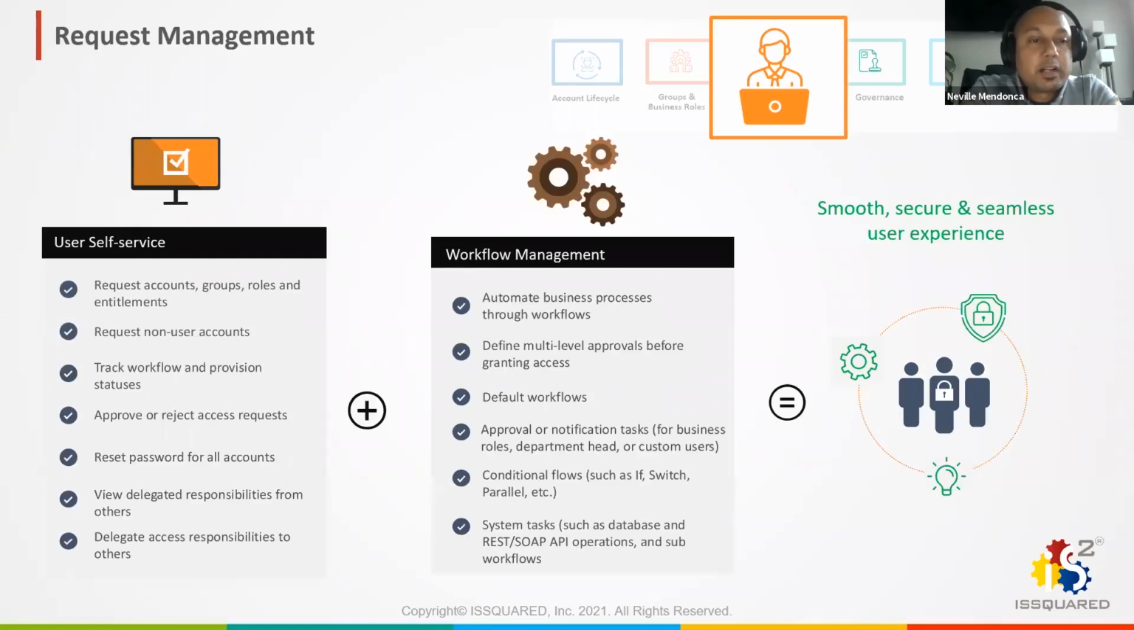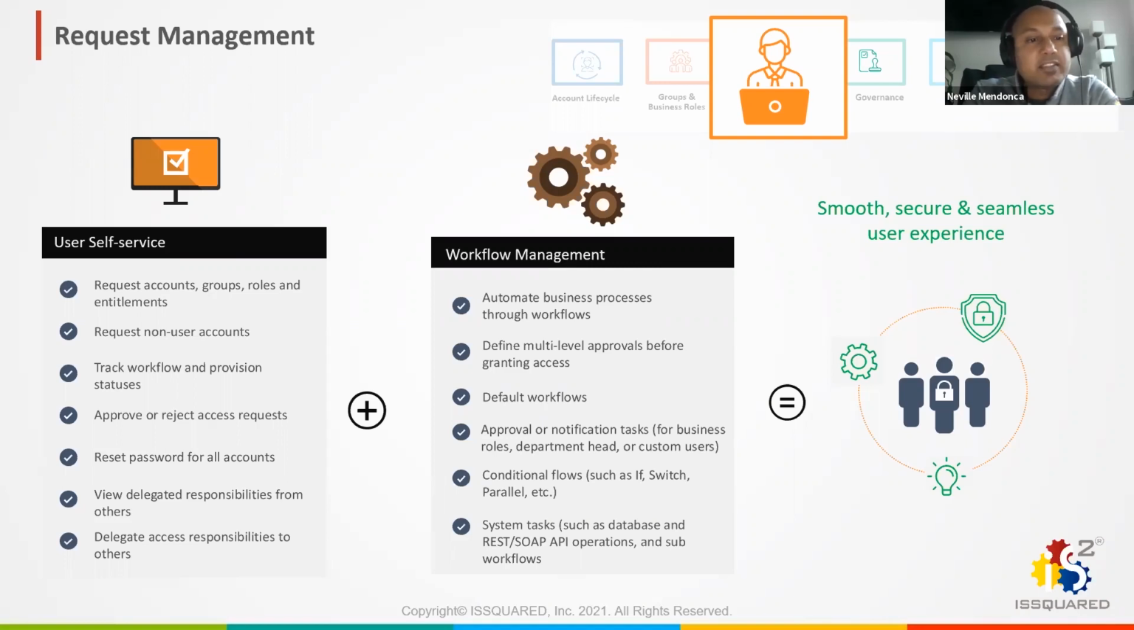Okay, now let's talk about request management. There are two parts to it. First of all, the self-service portal where the end users go and request access. And then the second part is how you automate or streamline the business process that is connected with the request. So let's talk about the capabilities of the self-service portal. So end users can go and request new accounts. They can request access to groups, access to roles, access to entitlements. End users can request non-user accounts that we discussed, service accounts and so on.